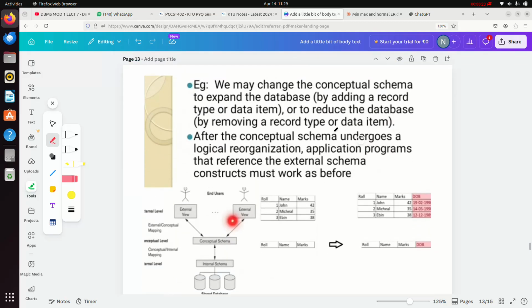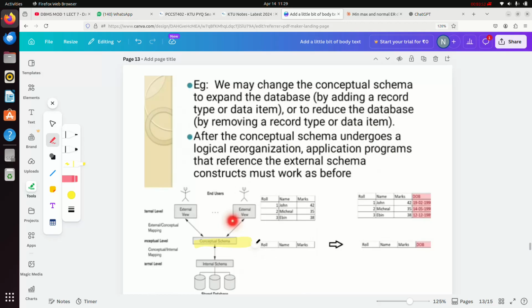If you see this example, we may change the conceptual schema by expanding the database, by adding a record type or data item, or reduce the database by removing a record or data item. After the conceptual schema undergoes a logical reorganization, the application program that refers to the external schema must work as before. It should still work as before.